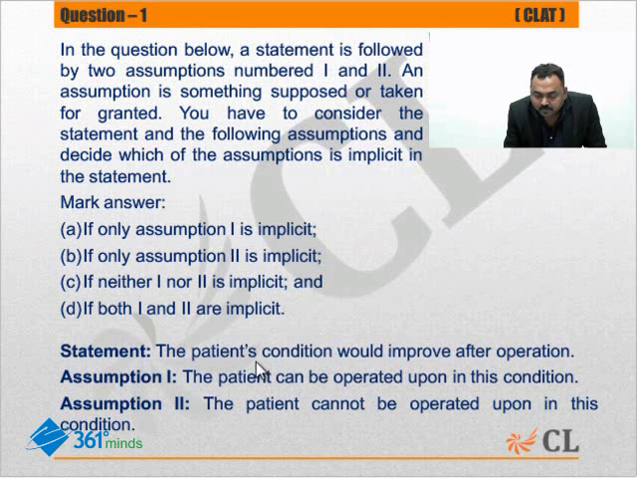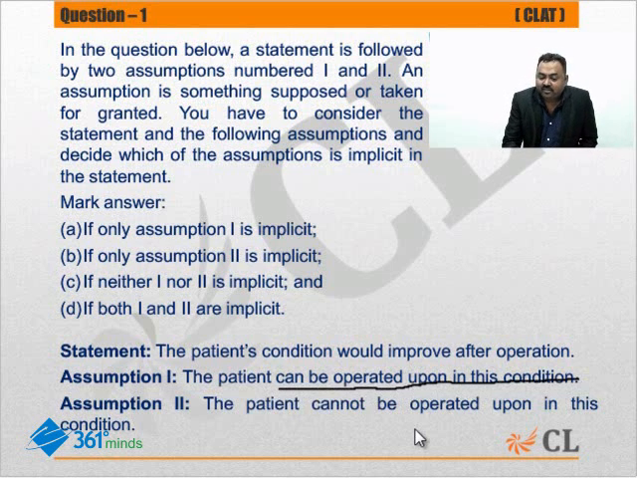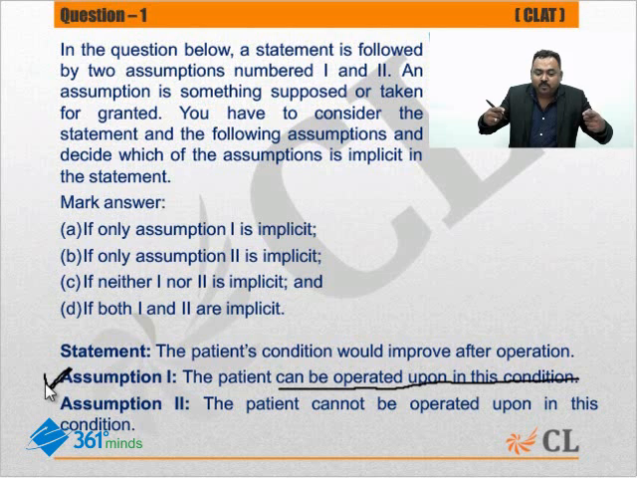The statement is saying the patient's condition would improve after operation. Assumption is something that is necessary for this statement to be true. Assumption 1: the patient can be operated upon in this condition. Let's do the negation test. If the patient cannot be operated upon in this condition, then why is the statement being made that the patient's condition would improve after operation? Therefore, assumption 1 is implied. You getting that? Again, let me repeat it. The assumption is saying the patient can be operated upon in this condition, and that is necessary for the original statement to be true, that the patient's condition would improve after operation. Therefore, assumption 1 is implicit.